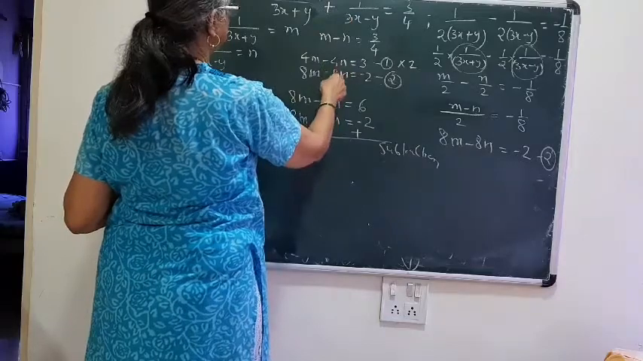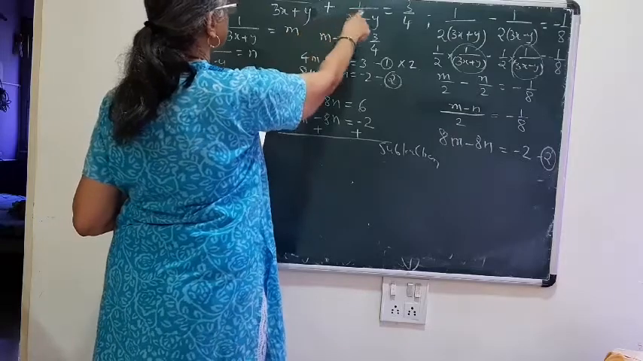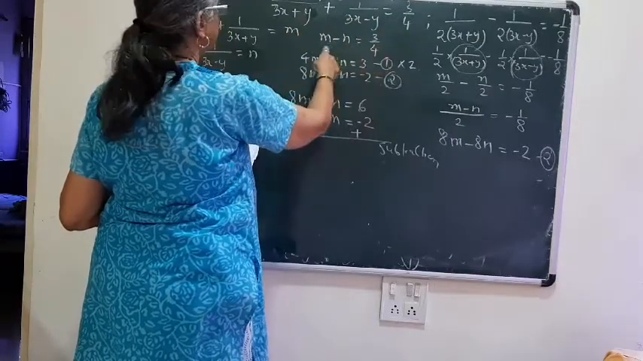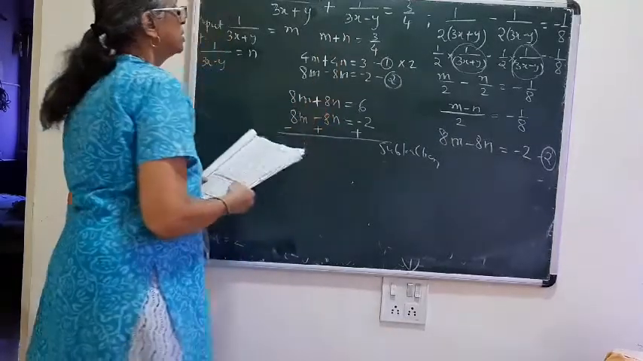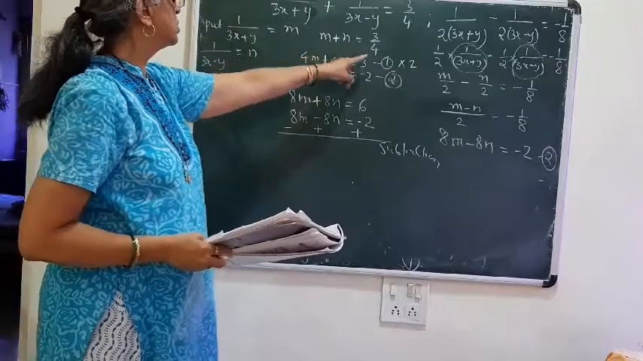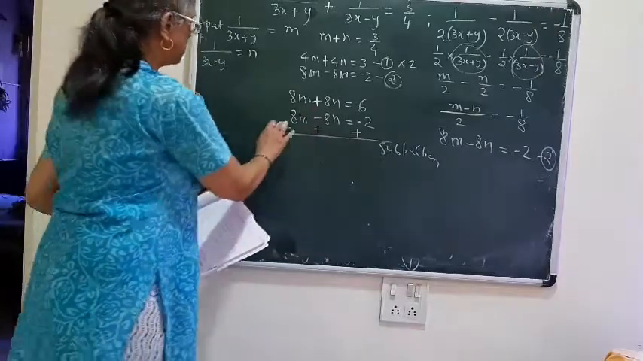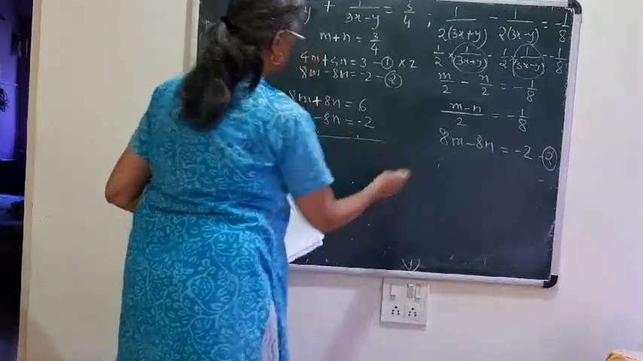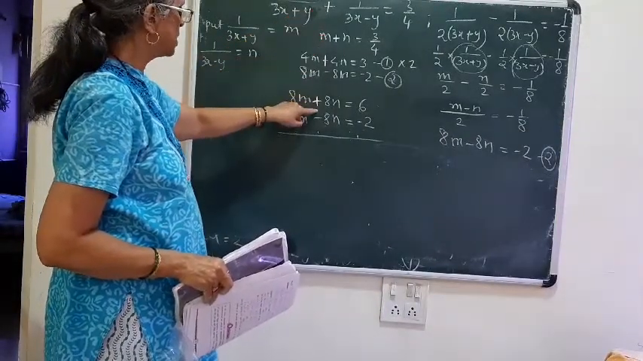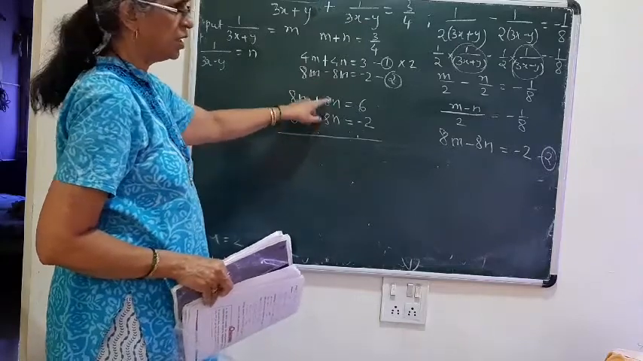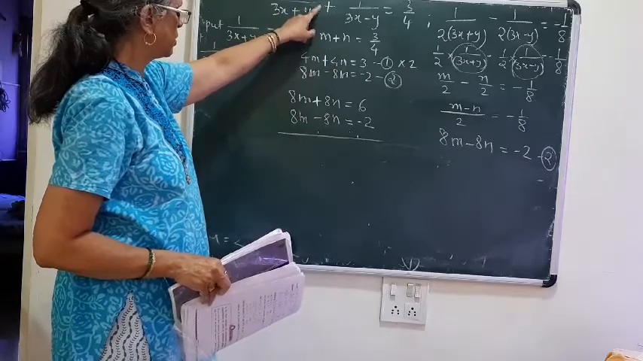So the equation will become, copy the sum correctly: 1 upon 3x plus y plus 1 upon 3x minus y is equal to 3 upon 4. So in the first equation the sign will be plus. That is the mistake I have made. So m plus n is equal to 3 upon 4, so 4m plus 4n is equal to 3. Here it is not necessary to change the sign because the original sign was plus. I had taken that minus by mistake, that's why both m and n cancelled. I checked the original sum, and there was a mistake in my copying the sum.